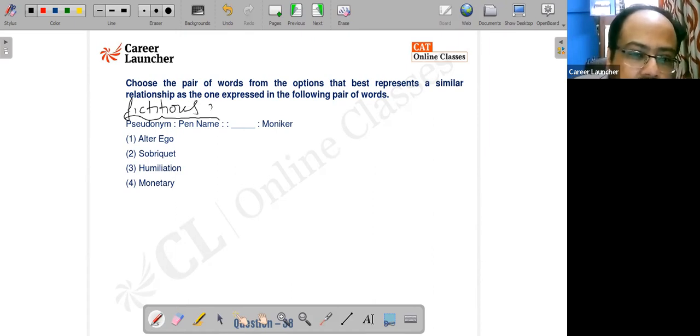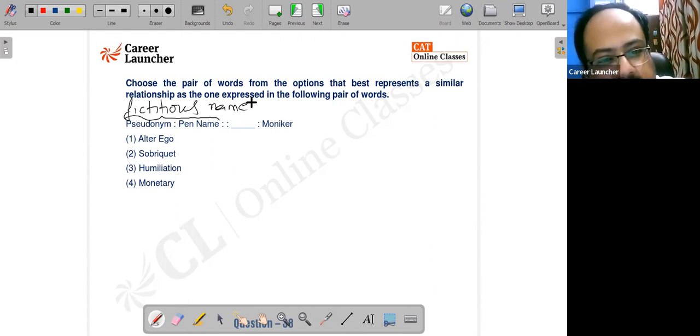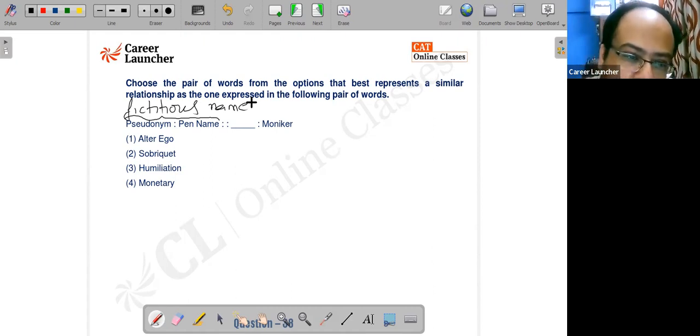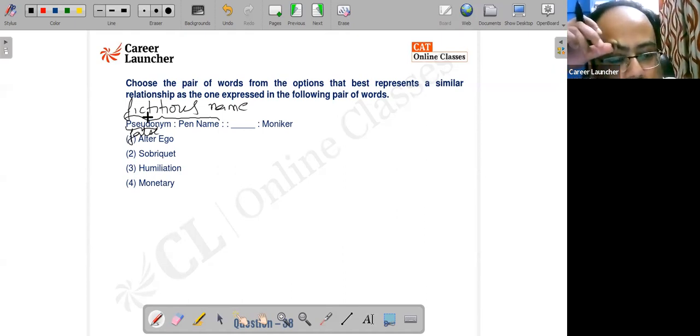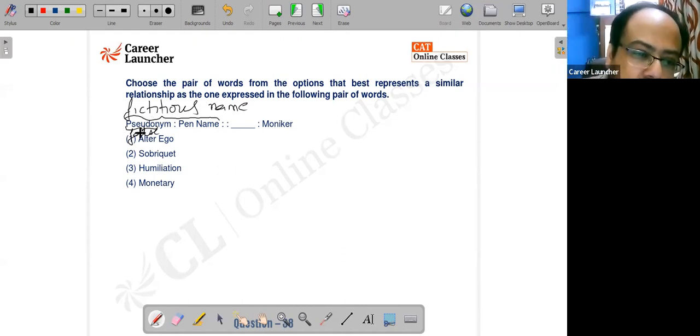Both of these refer to a fictitious name, pseudonym and pen name. What does pseudo mean? Pseudo means false. So pseudonym is a false name. That is what fictitious is.